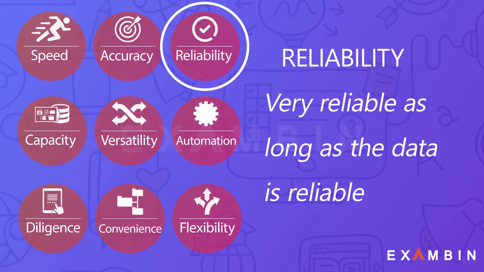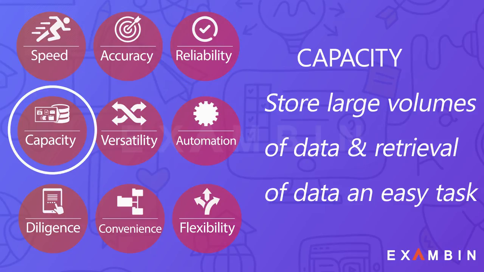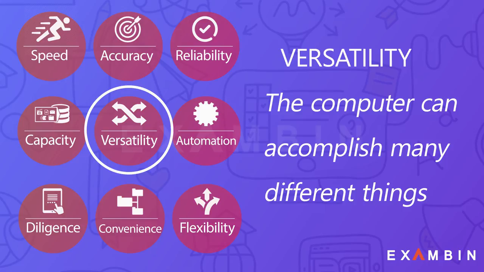Number 3. Reliability. The output generated by the computer is very reliable as long as the data is reliable. Number 4. Memory and storage capacity. The computer can store large volumes of data and makes the retrieval of data an easy task. Number 5. Versatility. The computer can accomplish many different things.